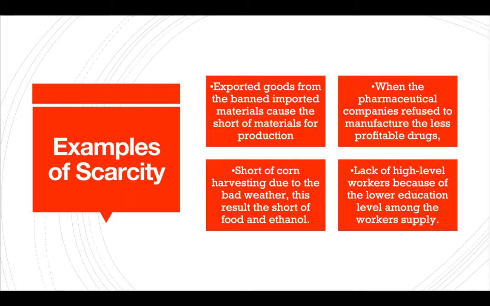Thirdly, a shortage of corn harvesting due to bad weather. This results in a shortage of food and ethanol. Last one is the lack of high-level workers because of the low education level among the workers' supply.